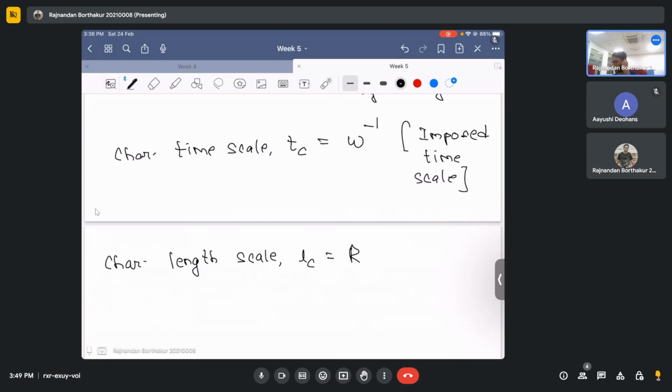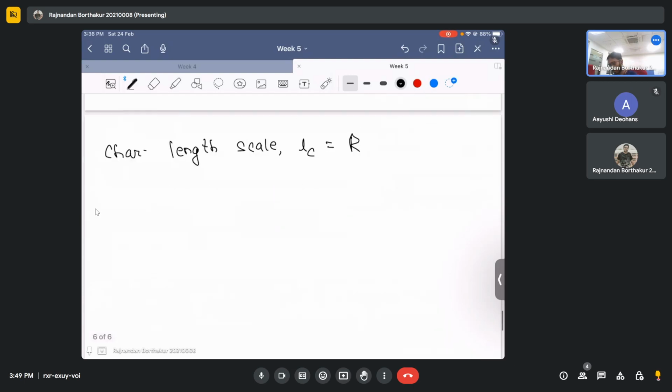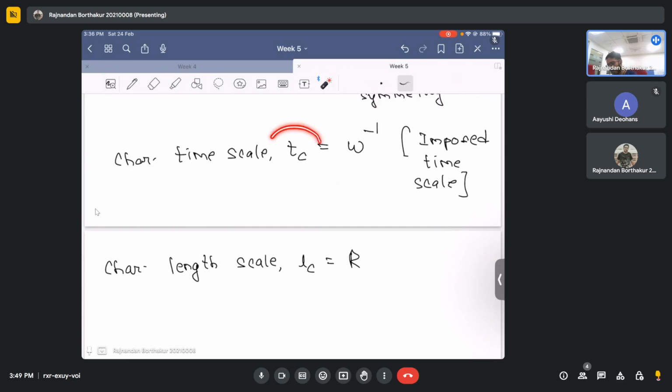Now, here is the thing. We have a characteristic time scale, and we have a characteristic length scale. Since we now have both, this hints to us, there should be a bell ringing in your mind, that we can use the method of separation of variables without using similarity analysis or other techniques.